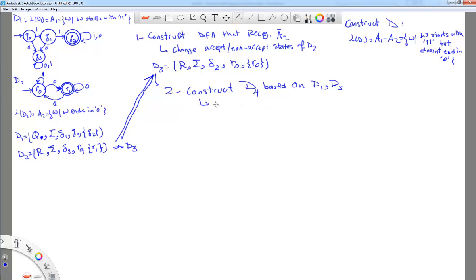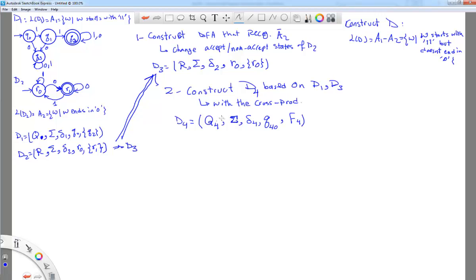This construction is basically with the cross product. Remember the cross product method that we said? So D sub 4 is going to be a 5-tuple. Let's call this Q sub 4, sigma, delta sub 4, the start state Q sub 4 0, and the accept states F sub 4. And I'm going to build all of these components for my machine.